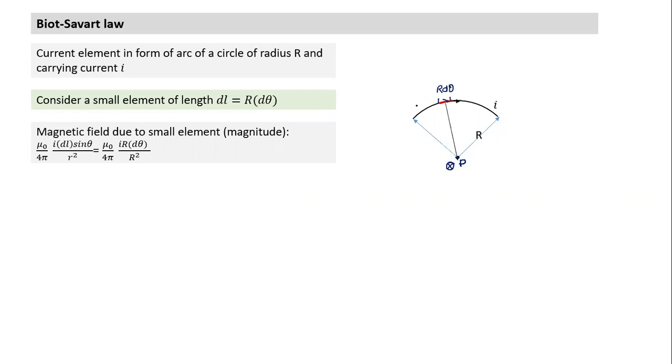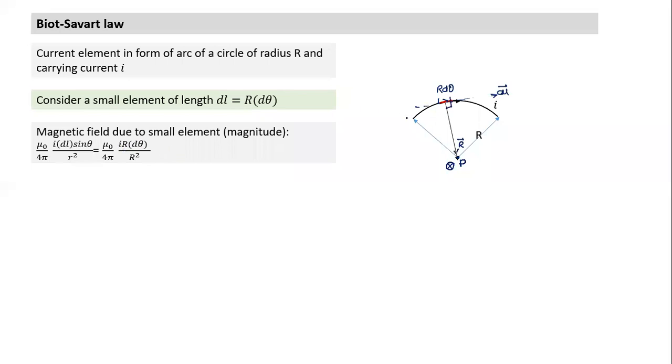Angle theta is between the length vector, which is like this. This is the dl vector, and this is the position vector. This is the direction of position vector r. And the angle is 90 degrees. So that's why sine theta becomes 1. So that's the field due to a small element.